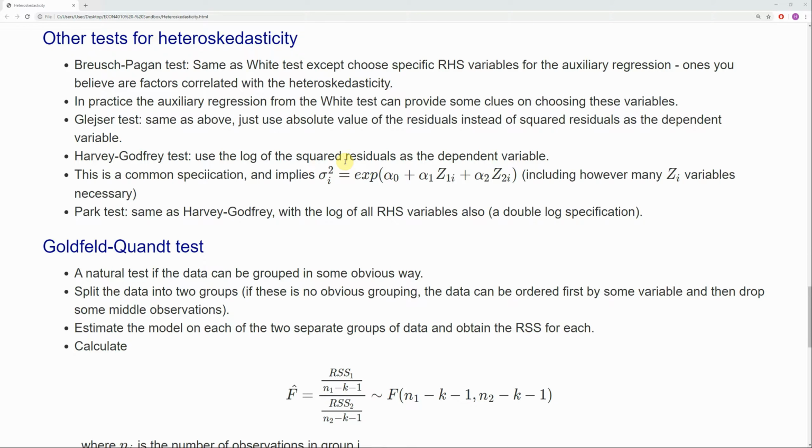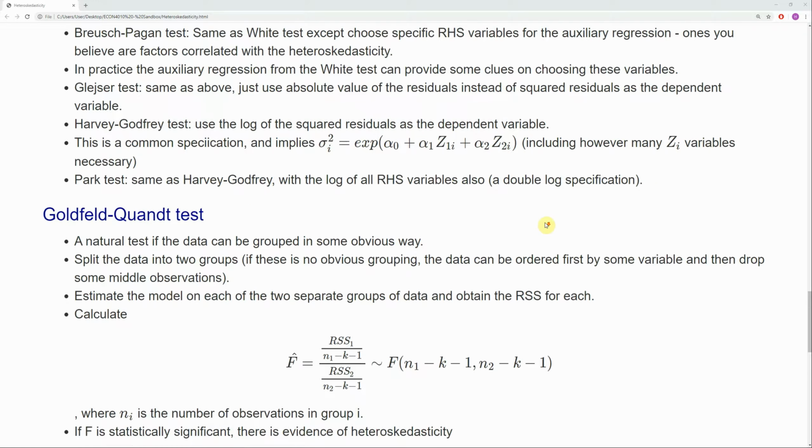So the idea for the Harvey-Godfrey test is that the relationship is not between the residual squared and the right-hand side values in the linear form, but in an exponent form. So that's why they take the log of the squared residuals. The Park test is similar to Harvey-Godfrey. They also take the log of the right-hand side variable, so it's a double log specification.